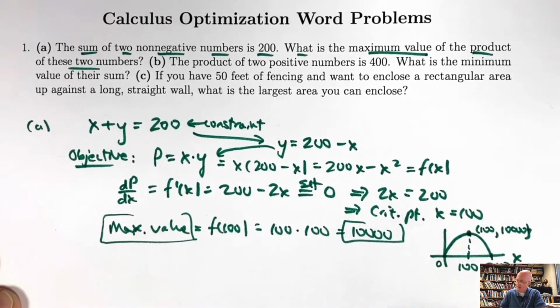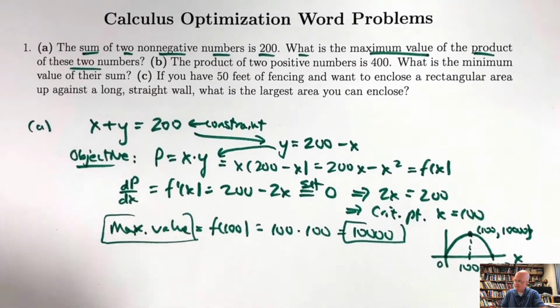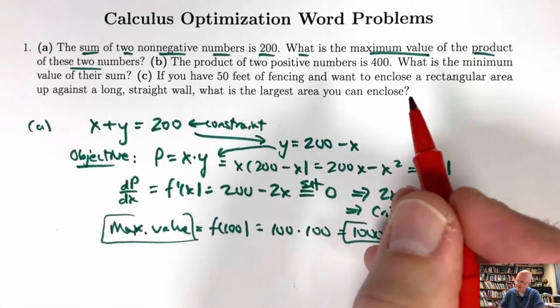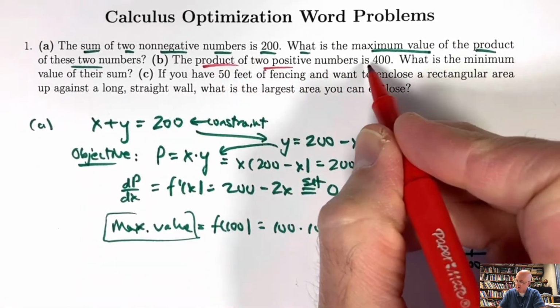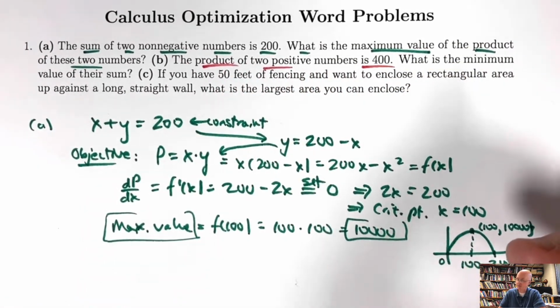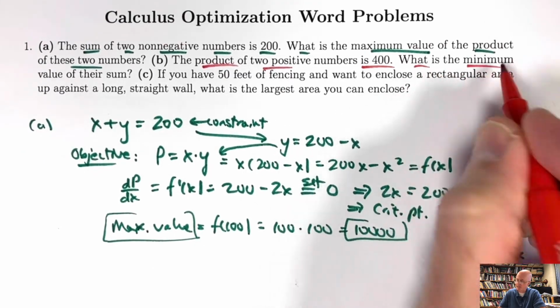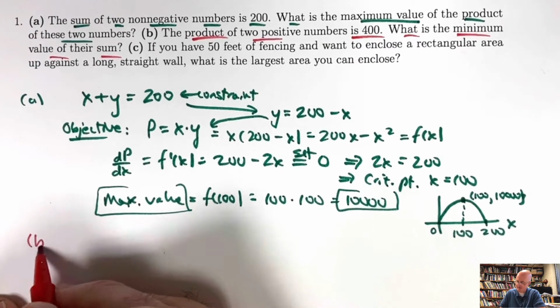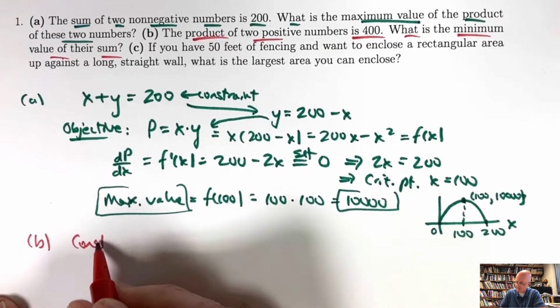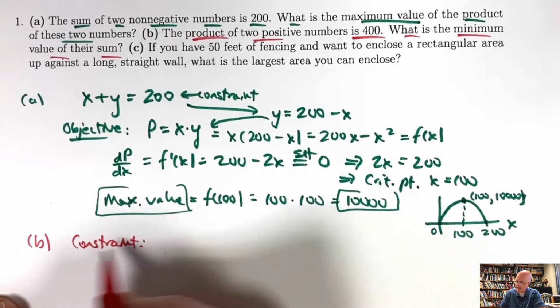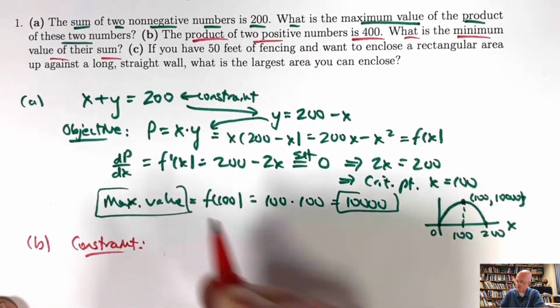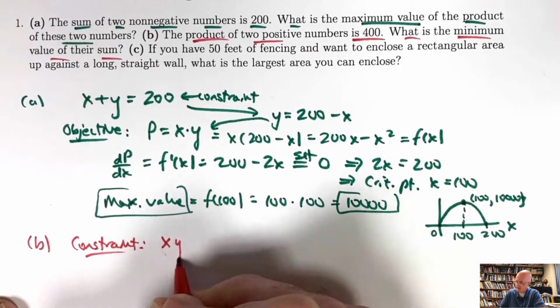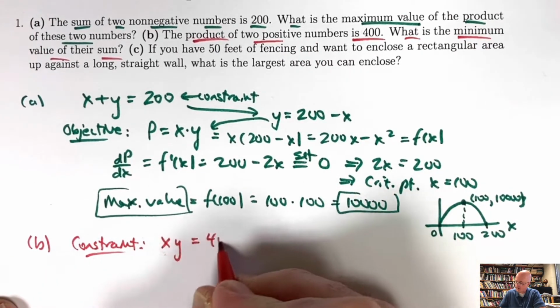Okay, on to part B. Now we switch it around. The product of two positive numbers is 400. That's the constraint. What is the minimum value of their sum instead of their product? So the constraint this time is on the product of these two positive numbers. X times y must be 400.